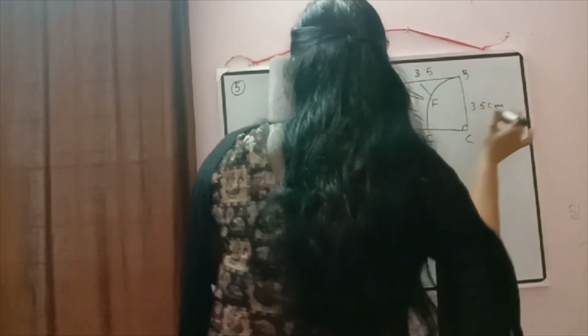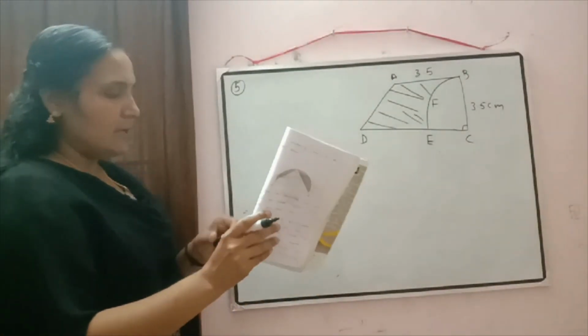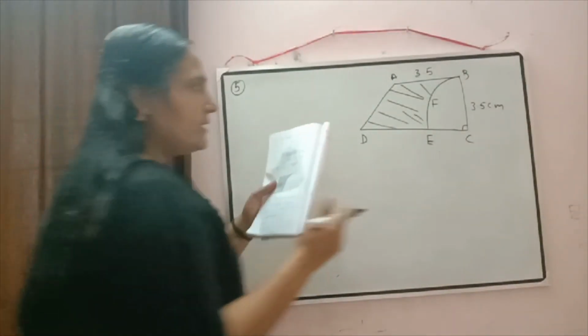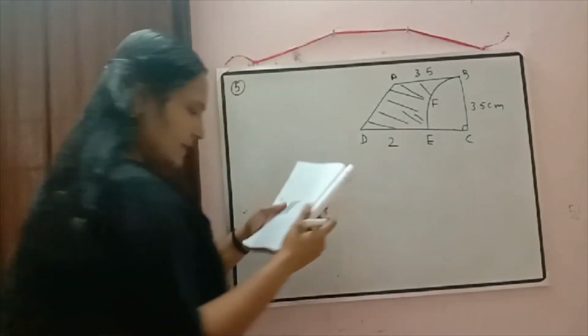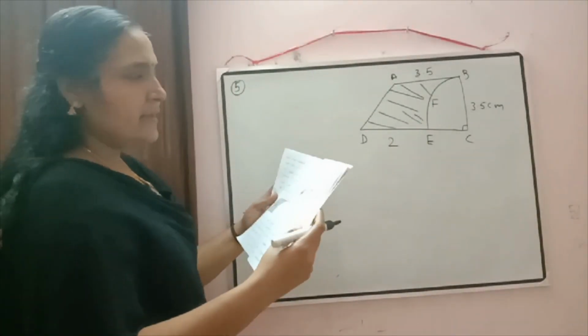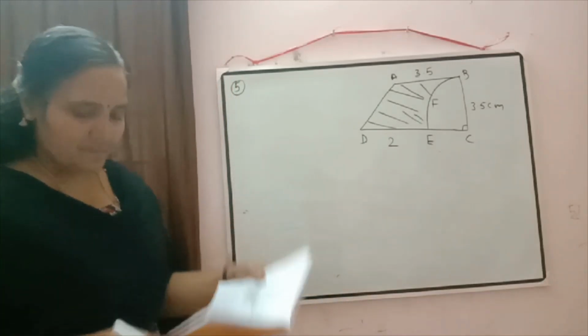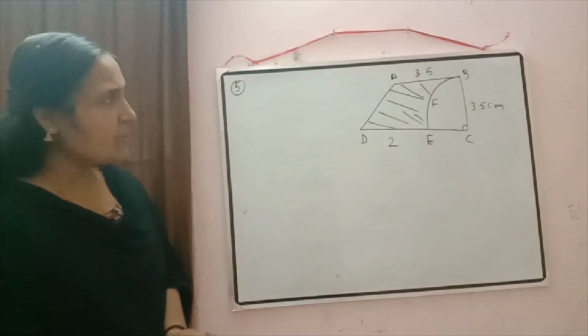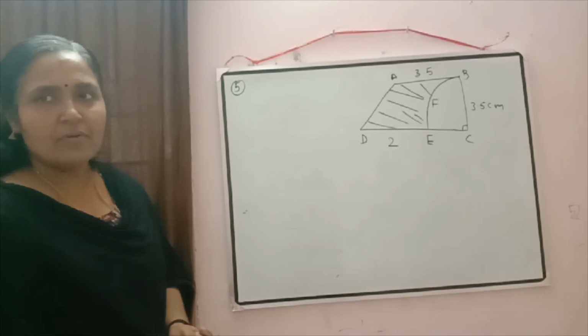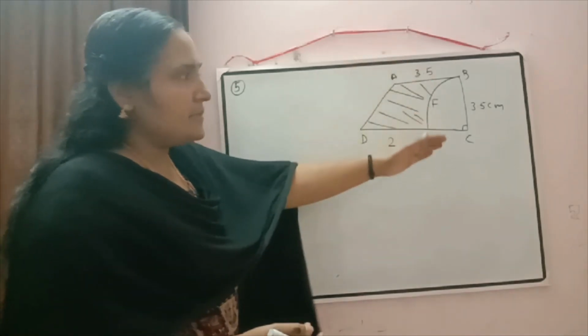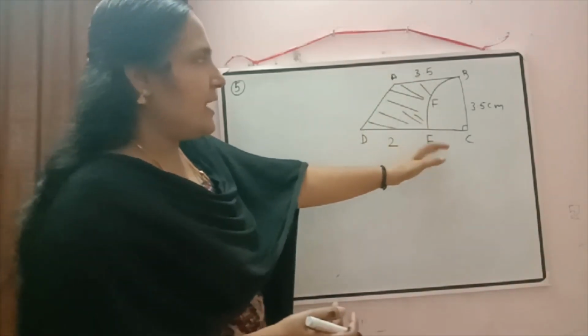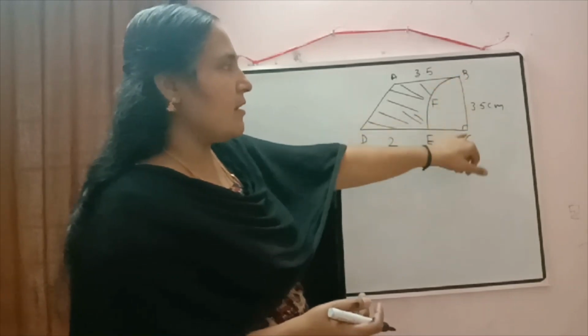DE is equal to 2 centimeter. Find the area of the remaining piece of the metal sheet. So from the diagram it will be clear to you what we have to do. Yes, from the trapezium we have to subtract the area of this.